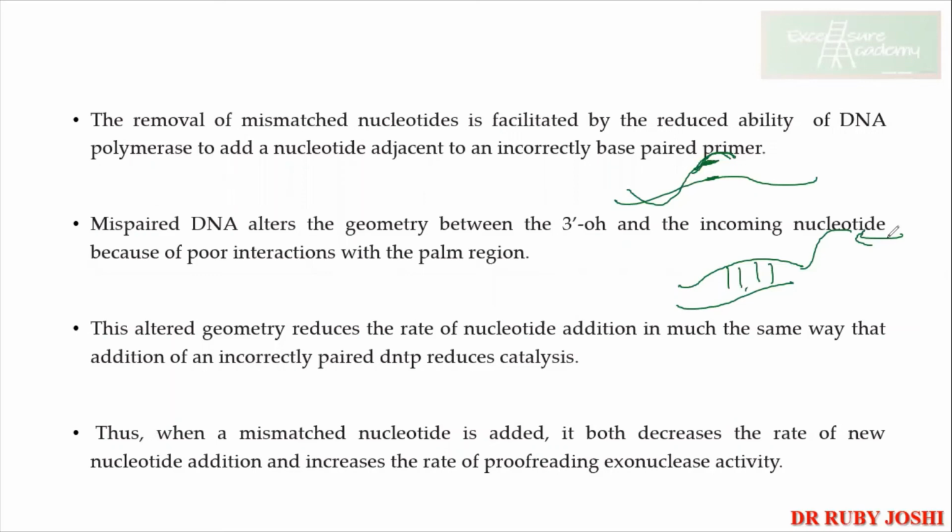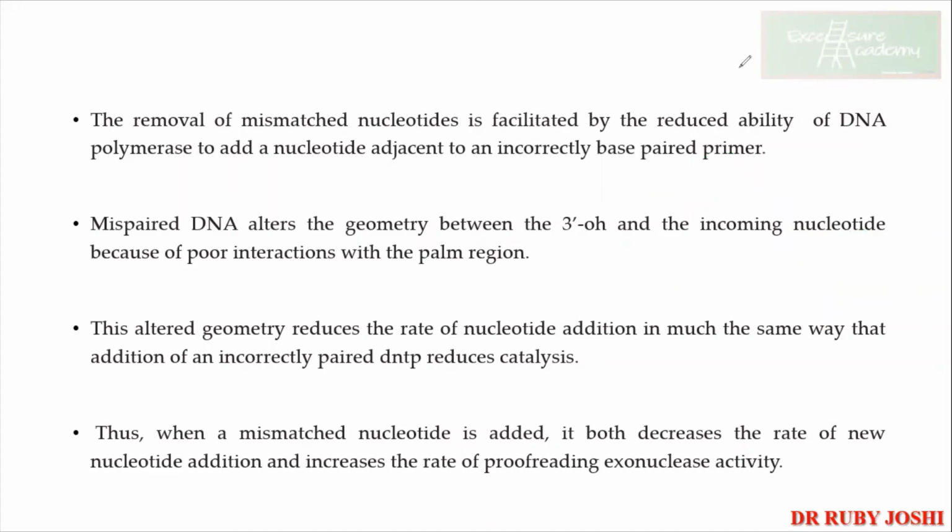So this will activate the exonuclease activity of your DNA polymerase. ठीक है, so polymerase as well as exonuclease activity, दोनों ही activity is present in the same enzyme. So this altered geometry reduces the rate of nucleotide addition in the same way that the addition of an incorrectly paired dNTP reduces the catalysis. Okay, so when a mismatched nucleotide is added, it both decreases the rate of new nucleotide addition and increases the rate of proofreading exonuclease activity.